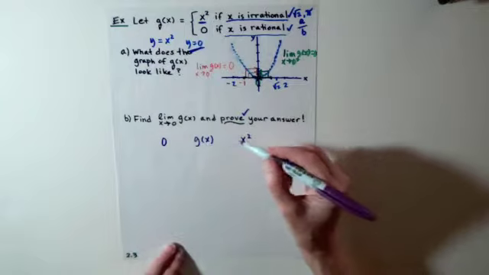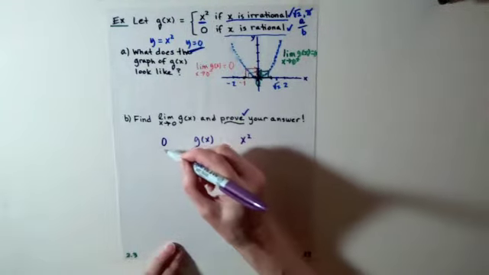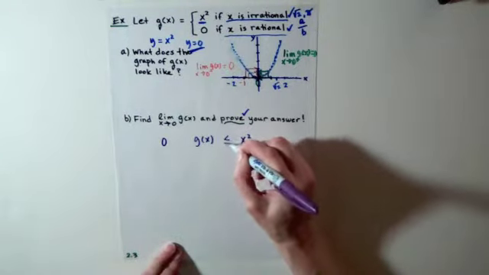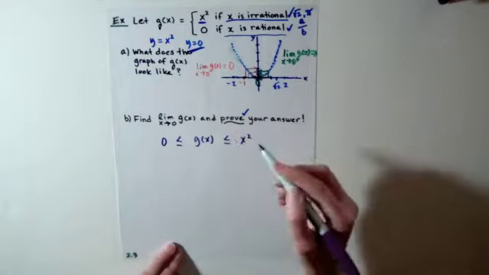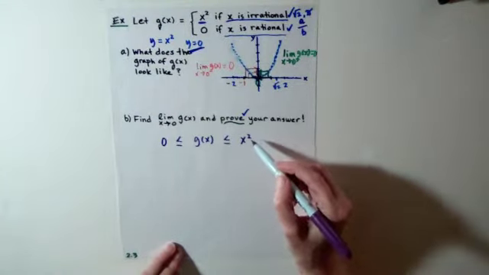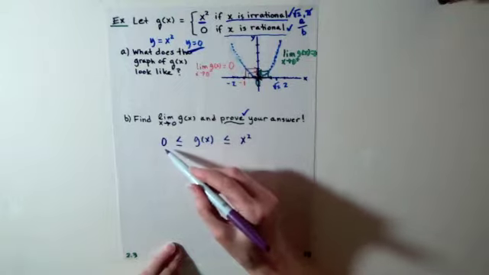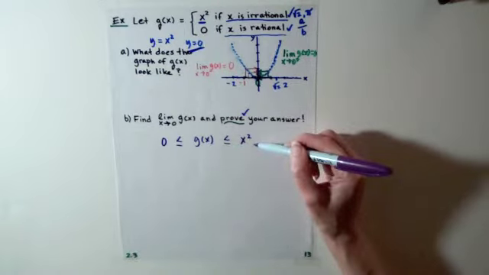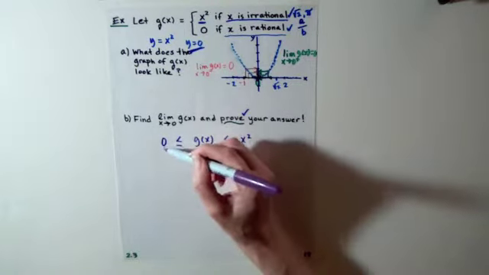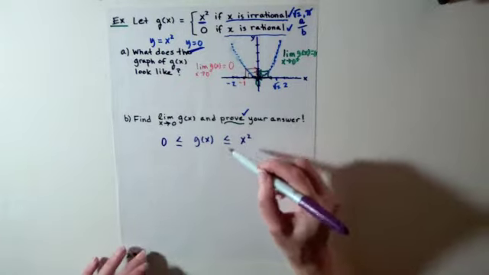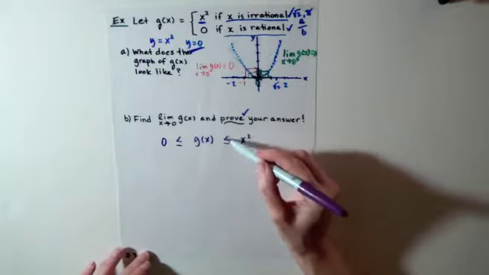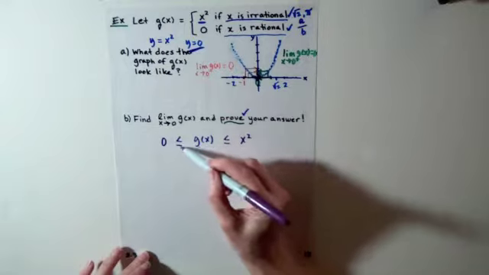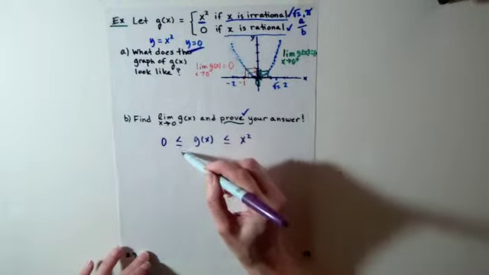That means that g of x is either equal to this function or it's equal to this function. One way of writing that would be to say that g of x is less than or equal to x squared or greater than or equal to 0. So g of x is either equal to this function x squared or it's equal to 0. That means that I could certainly say that it's between these two functions. It's less than or equal to x squared because it's either equal to x squared, or it's greater than or equal to 0 because the other alternative is that it is equal to 0.